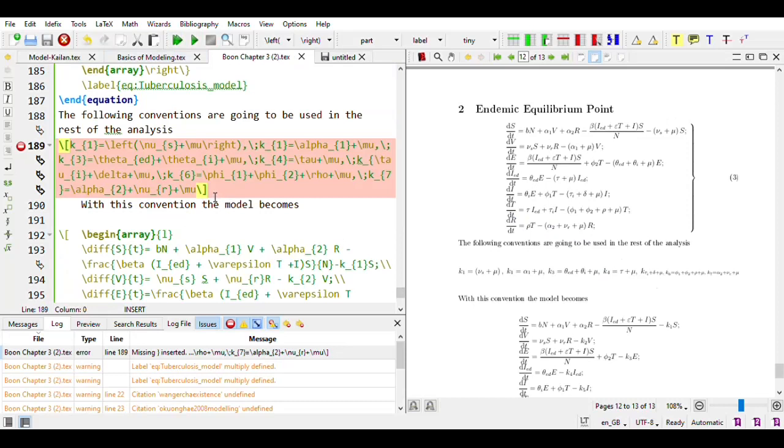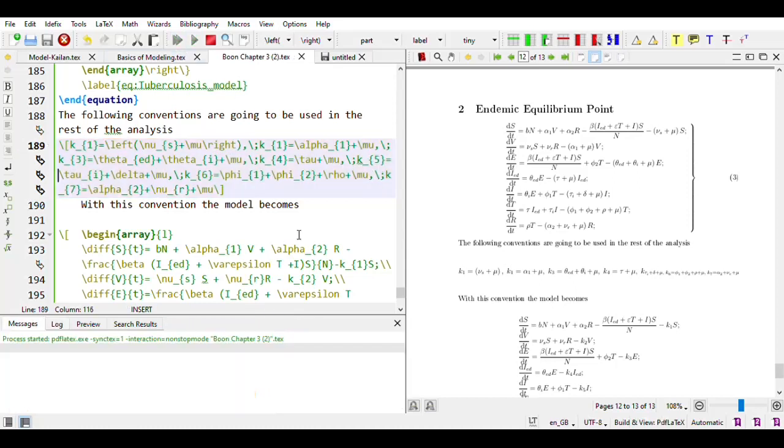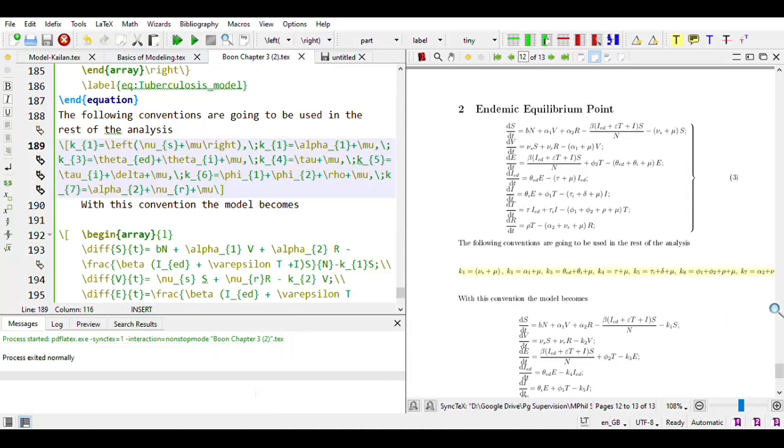There's an error. What is that error? It's saying that epsilon treated k7. This is correct, this is theta and k4, tau plus mu, and sorry, this is going to be equal to k5. Sorry, I left out k5. K5 is going to be this, so that's correct, and so we have all of these expressions. K7 is alpha2 plus mu_r plus mu.